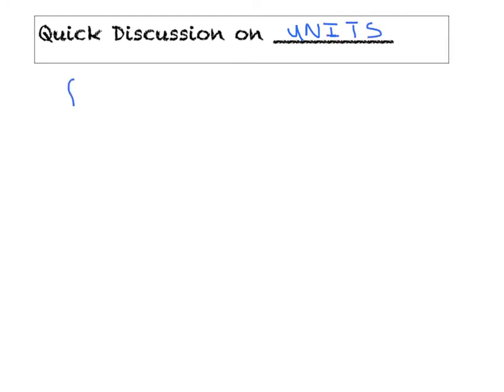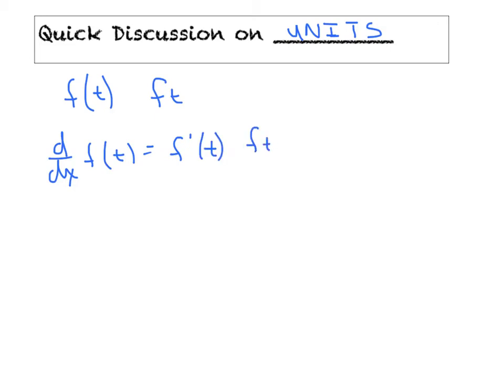And what I want you to do is imagine some random function. We'll call it f of t. f of t is measured in, we'll say, feet. So it's some mysterious function measured in feet. And if we derived that function, we'd use notation like f prime of t, and it would now be feet per, say, second, or minutes or hours or some unit of time.